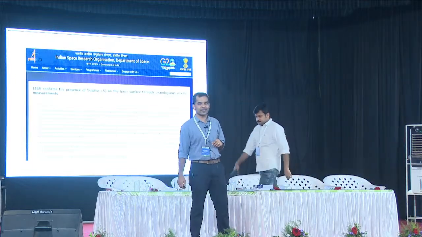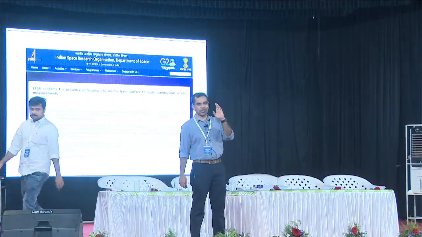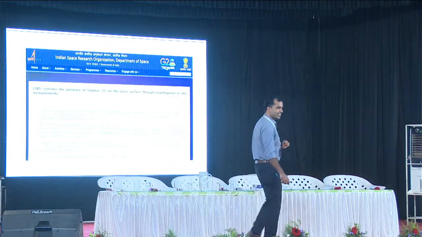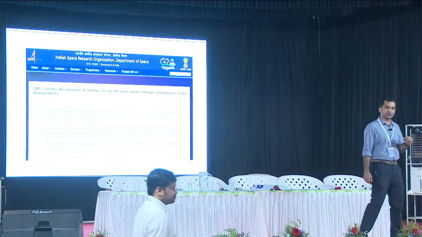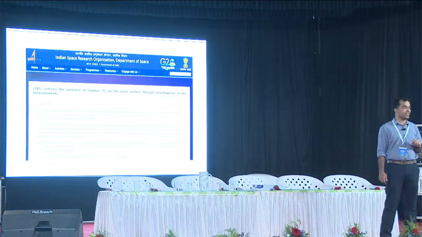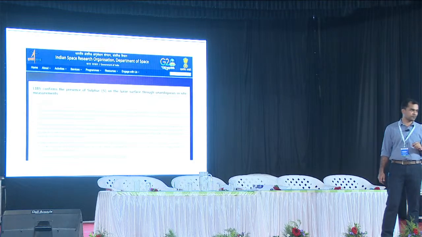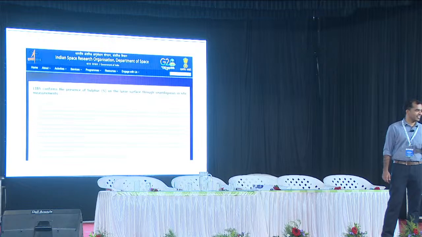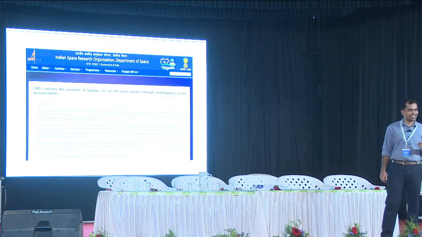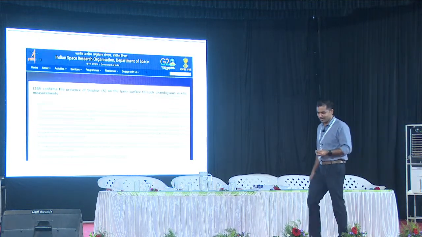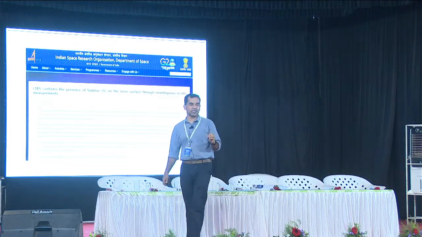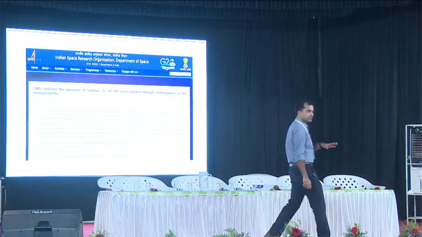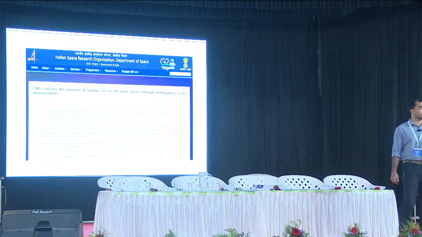Please, anyone? It took 40 days to reach there, but I can give a clue. It took 40 days to go from here to the moon, 384,000 kilometers. What is the date? I will give a gift. I gave a very good clue, and still we are not able to answer. So it was on July 14th. Landing happened on August 23rd.